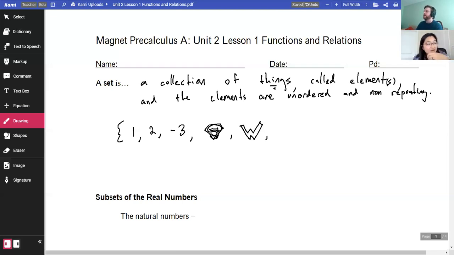Let's also throw a palm tree in here. Ooh, nice. I like palm trees. You have a coconut. All right, cool.